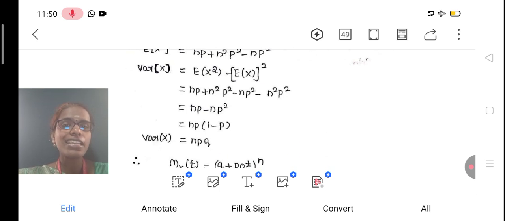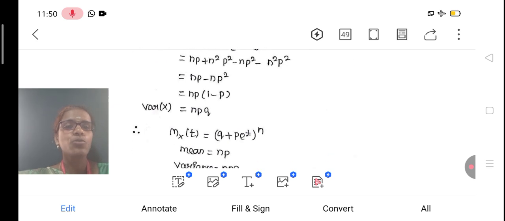Is there any common term? Yes, we have np as common. Take it outside and write the remaining thing as 1 minus p. We already know the concept p plus q is 1. So finally we write this 1 minus p as q. So now we have got the MGF, mean and variance.